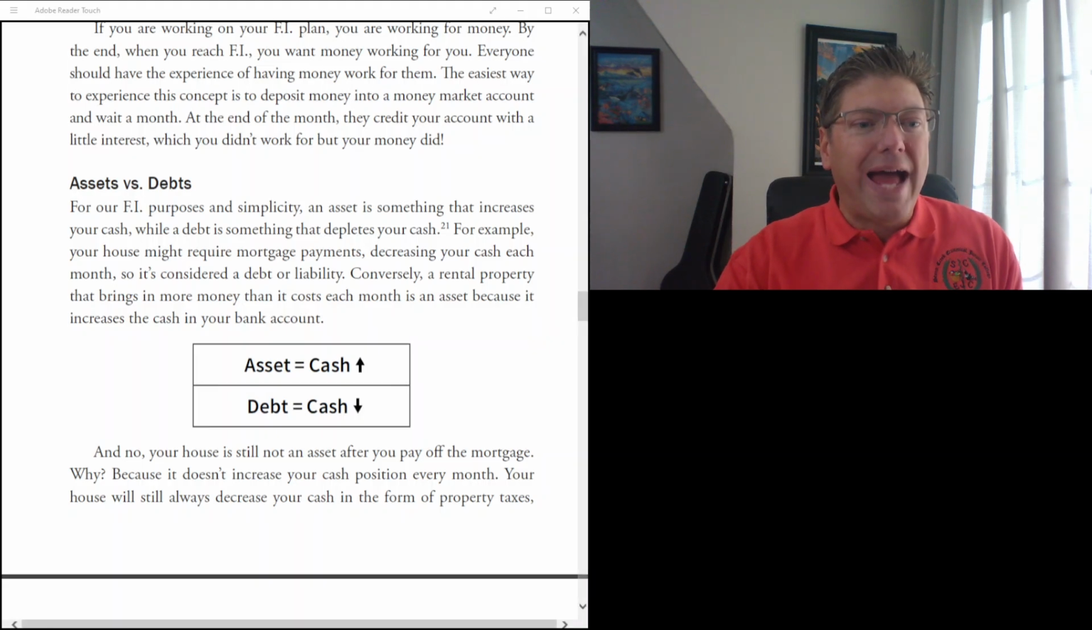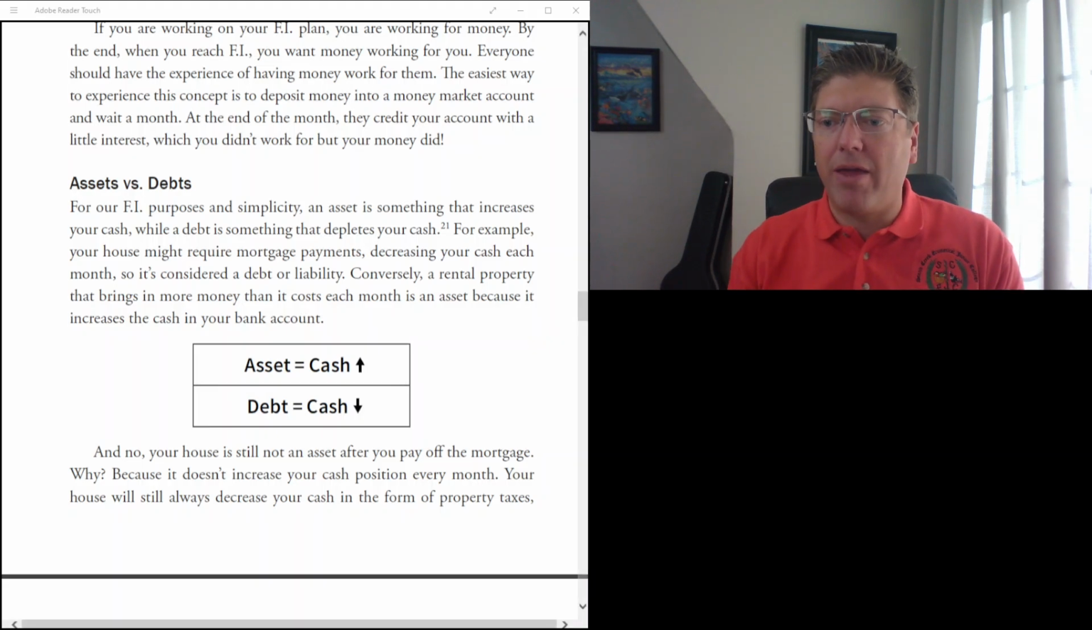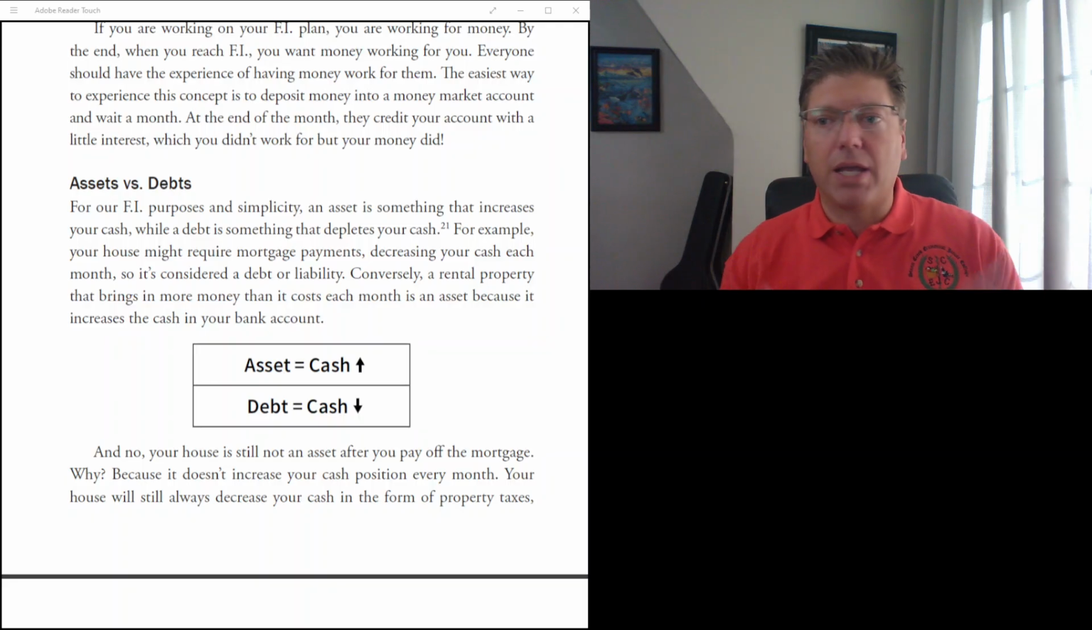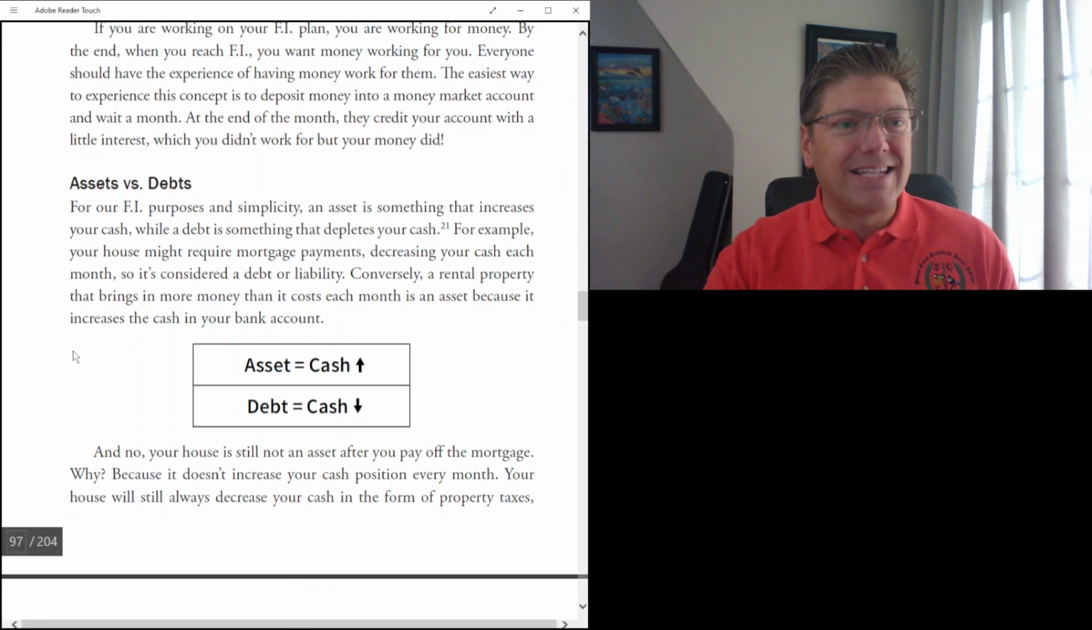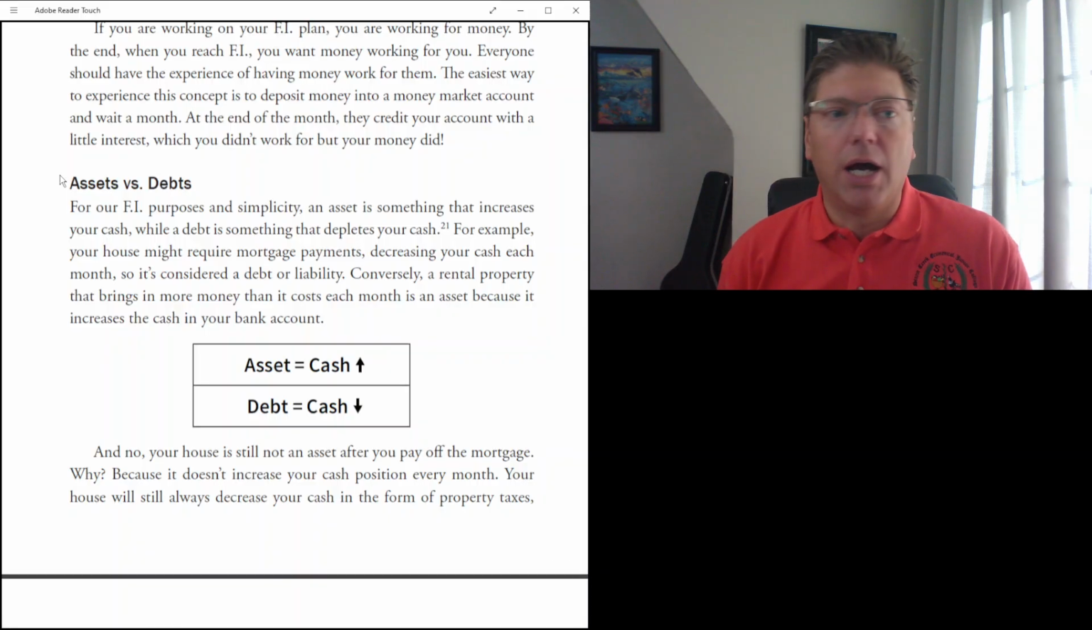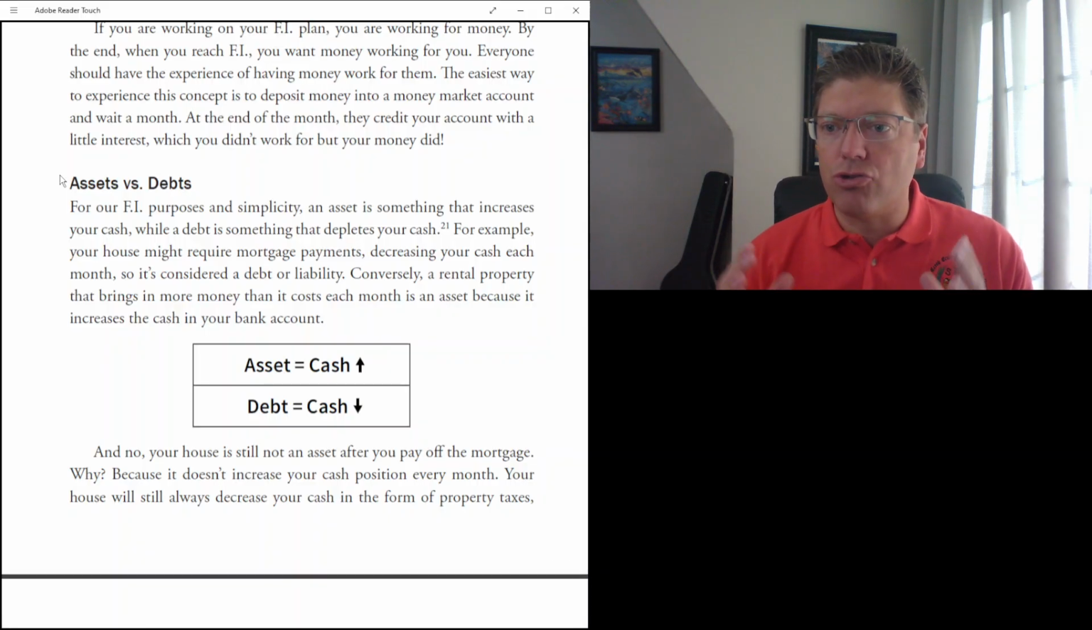All right, and we're back, and we're in Chapter 7, the financial management chapter of Liberate, Your Journey to Lasting Financial Independence. We're going to be picking it up right here, talking about assets versus debts. This is so important to remember throughout your life. Relatively simple, but so important.